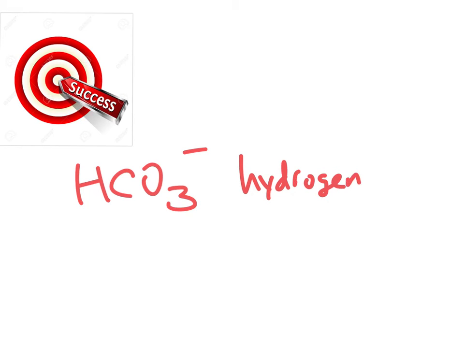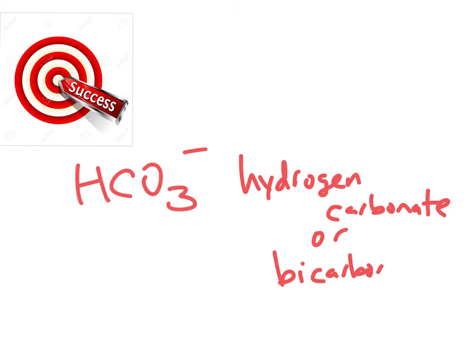The last thing that I really want to mention is that some polyatomic ions might have multiple names, and you might be required to know both names for the polyatomic ion. For example, HCO3 negative is a polyatomic ion. It can be called hydrogen carbonate, or more commonly it's known as bicarbonate. And so out in the real world, when you're looking at ingredients on boxes and things like that, typically you'll see it written as bicarbonate over hydrogen carbonate.